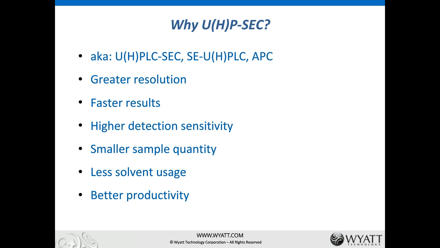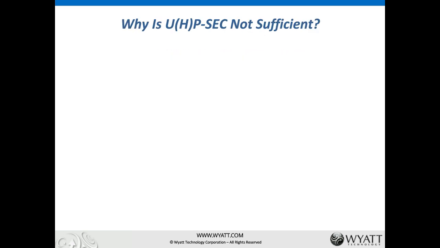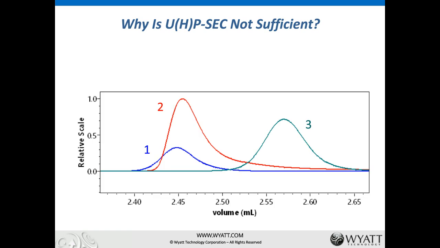Similar to traditional SEC, when UHP-SEC is used with a concentration detector alone, either UV for proteins or differential refractive index detector, or DRI, for synthetic polymers, molecular weight is estimated from the sample's elution volume. We'll use these three chromatograms as our example. The general rule of thumb is that larger molecules elute earlier than smaller ones. The elution volume is then compared to the column calibration curve to estimate the peak molecular weight. The column calibration curve was generated from a panel of known molecular weight standards.